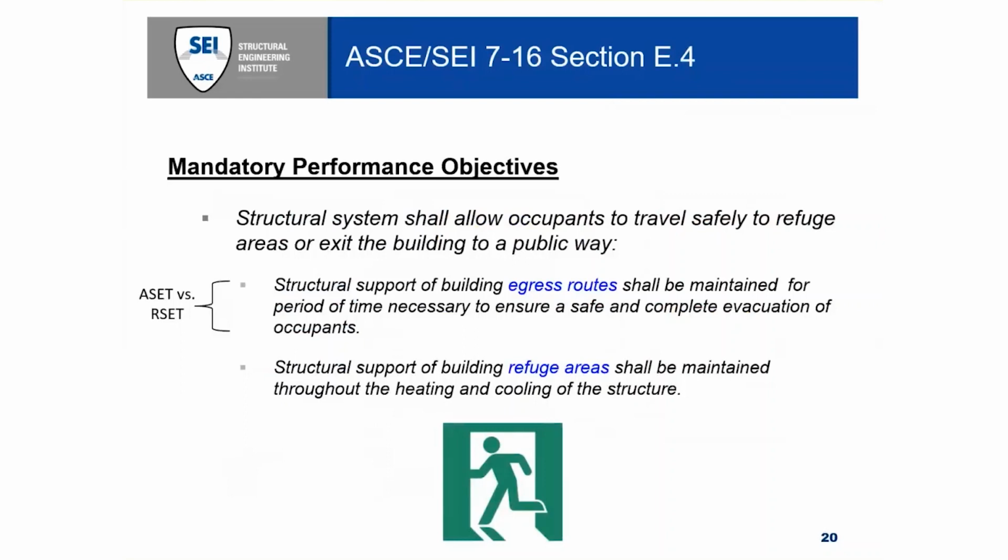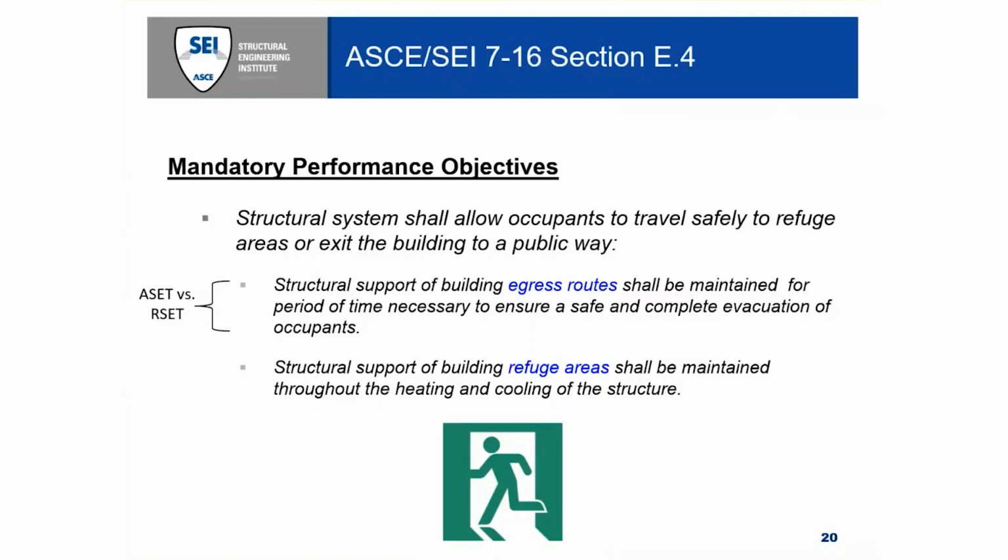Section E.4 of ASCE 7 divides performance objectives into those that are mandatory and those that are discretionary per the jurisdiction. Mandatory objectives, as the name states, must be satisfied in all cases, and they pertain to the intended functionality of occupant egress features. Specifically, the structural system shall allow occupants to exit safely from the building entirely to a public way.